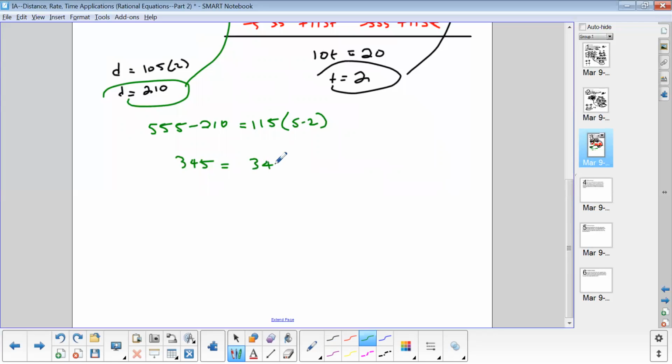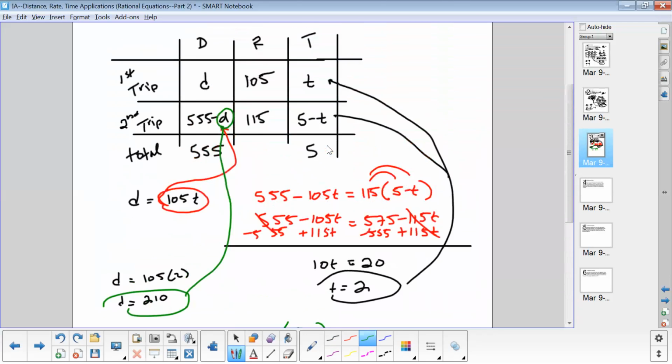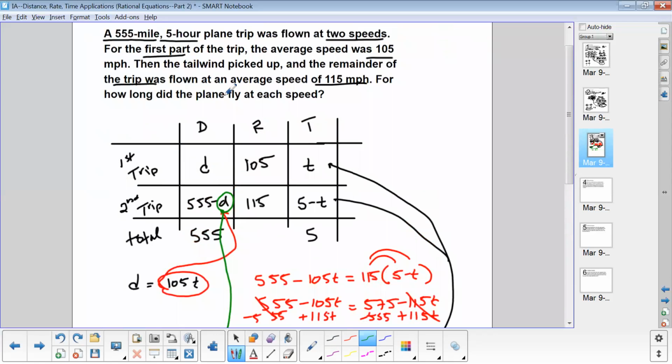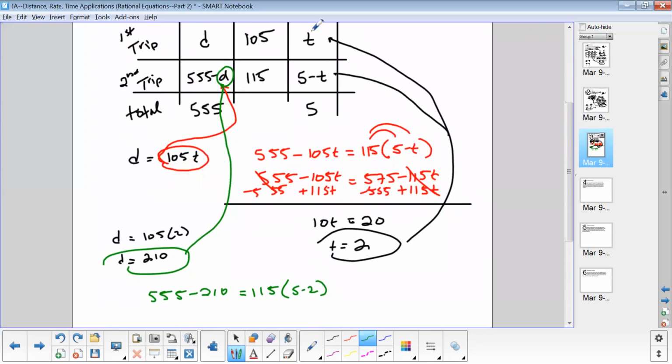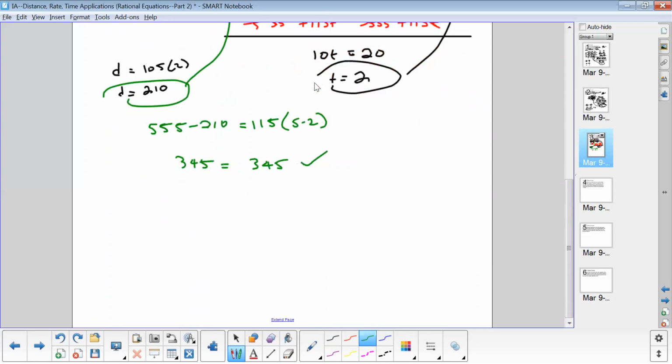So that shows us that what we were solving for was how long the plane flew at each speed. Well, it flew for 2 hours here and 3 hours here. So it flew 2 hours on the first trip and 5 minus 2, or 3 hours, for the second trip.